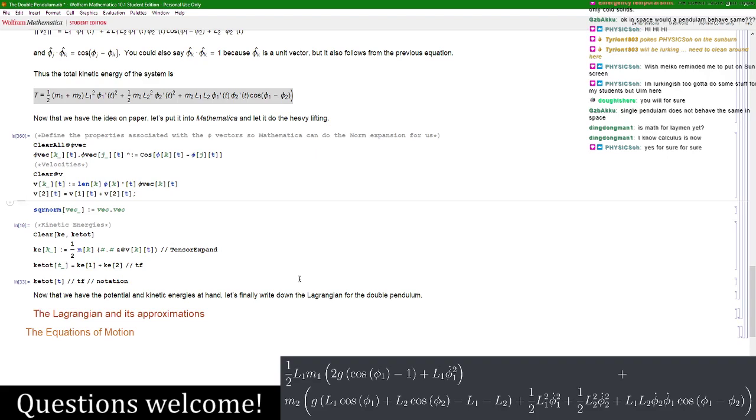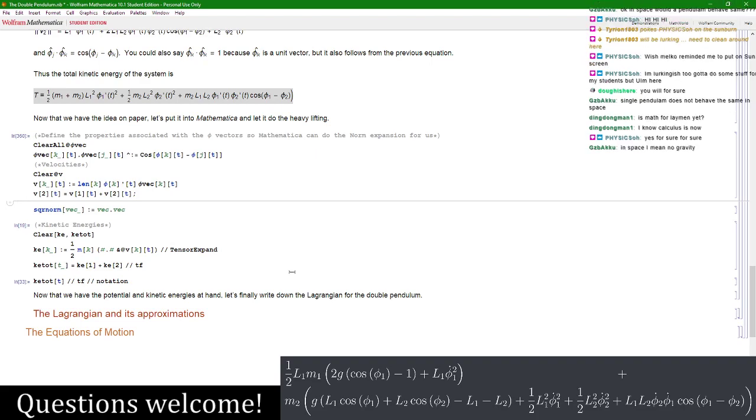Okay, so Ding Dong Man, is math for laymen yet? I know calculus is now. I'm not sure what you mean.